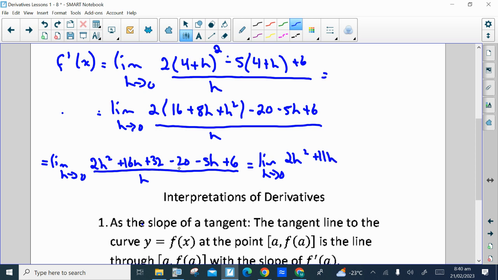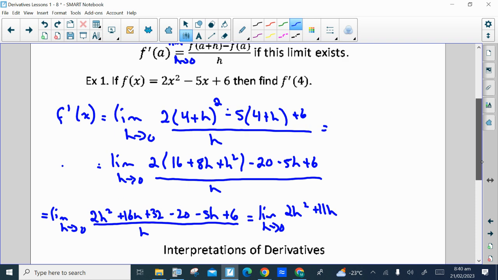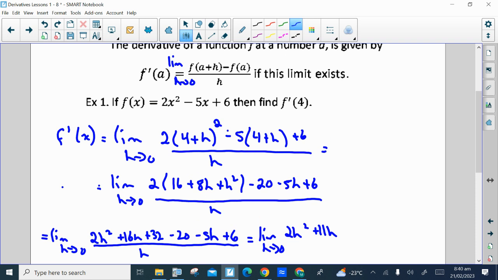32 minus 20 is 12, plus 6 is 18. Now I just want to check this because something doesn't look right here. Oh, I'm sorry. I know what I forgot to do. I forgot to subtract f at a. So I just did the f at a plus h part here on the top. I didn't subtract f at a. So I need to go back and fix this, or add that in there, I should say.